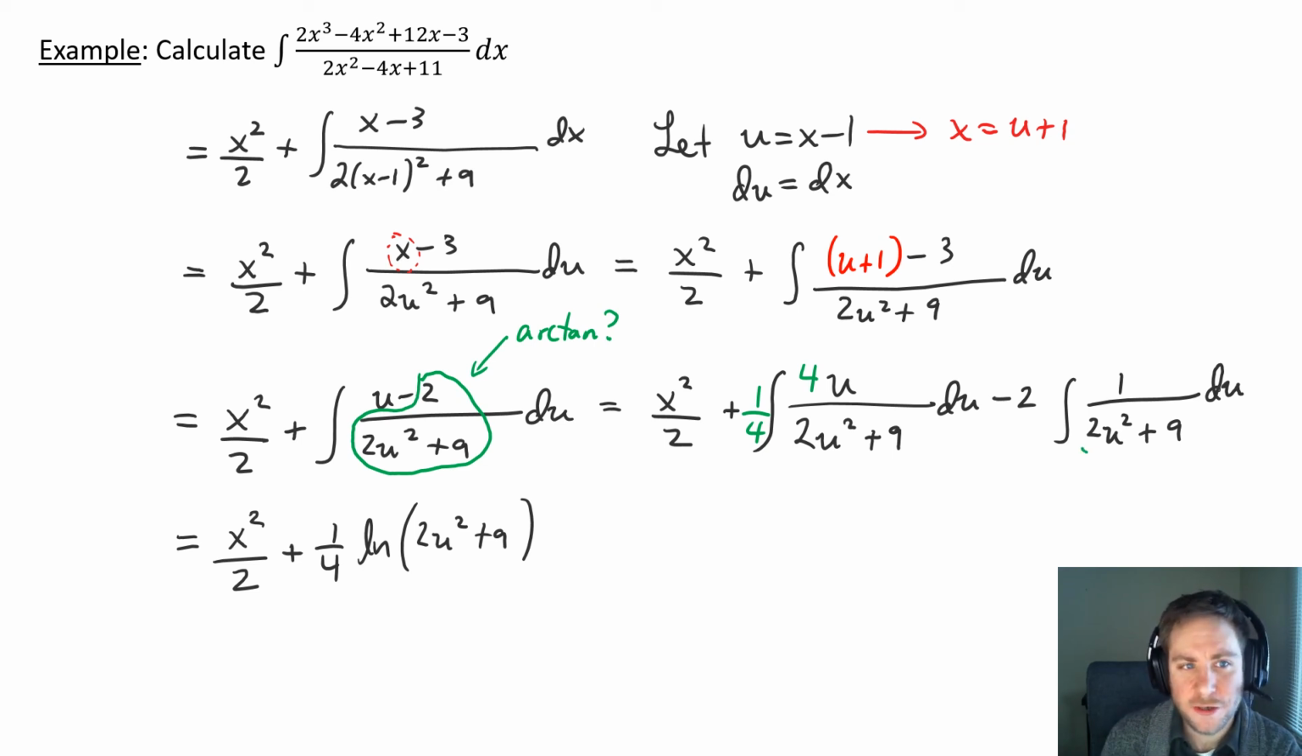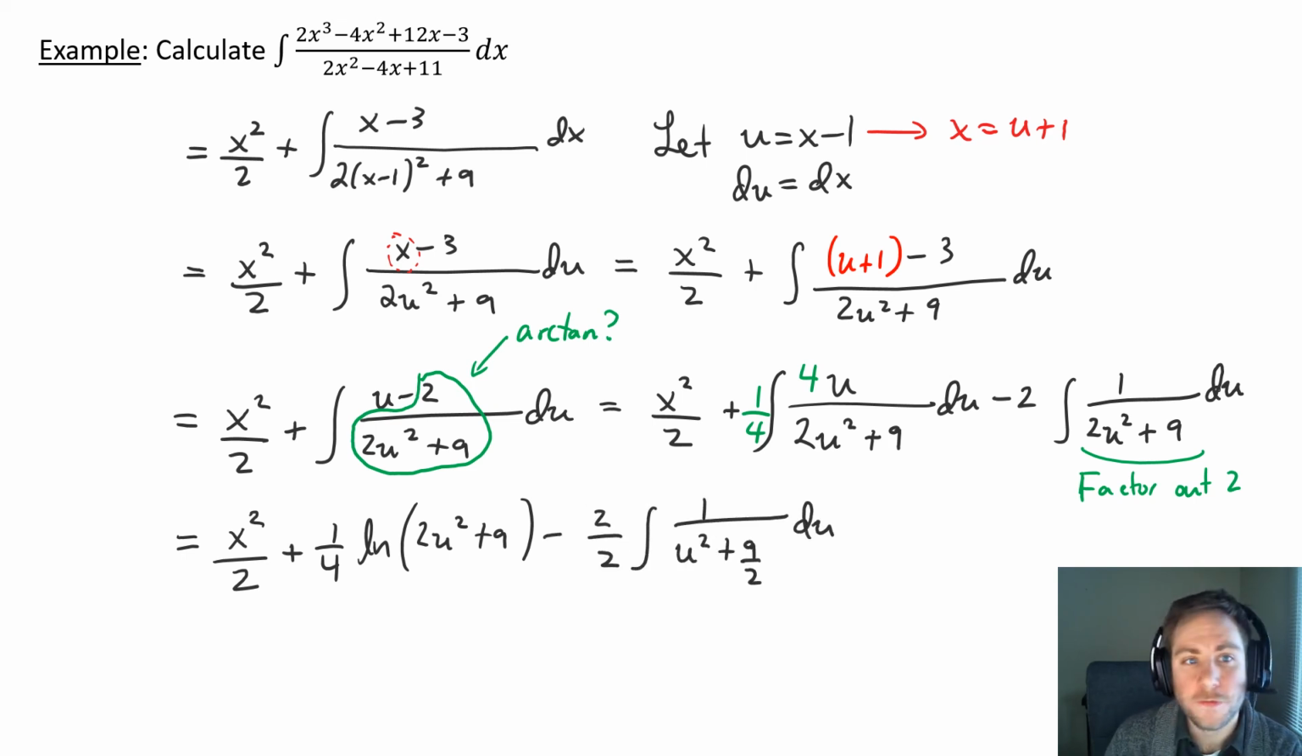As for this last term, we were trying to make it look like arctan. And for that, we can factor out the 2, because that would make the denominator look like u squared plus a squared rather than 2u squared plus a squared. Just be careful that the 2 needs to be factored out from both the terms in the denominator, which makes the second term into a 9 over 2.